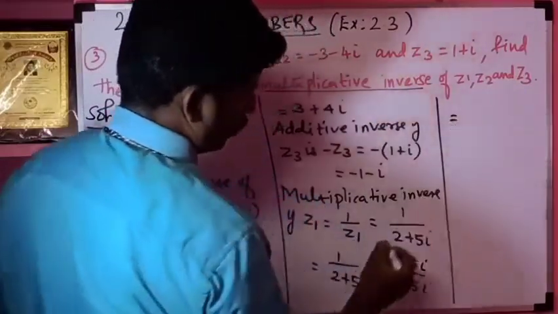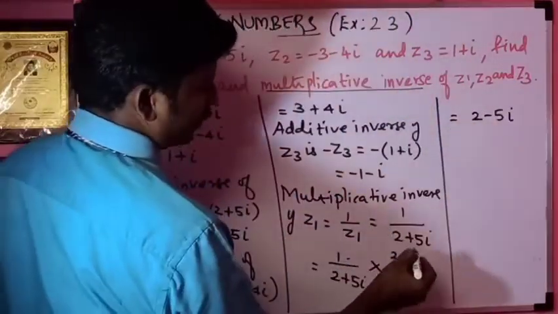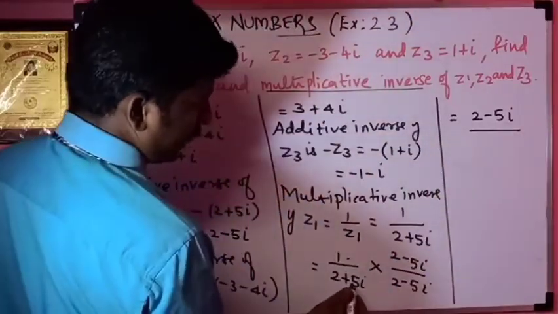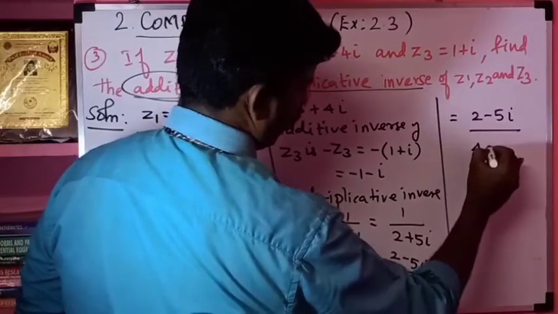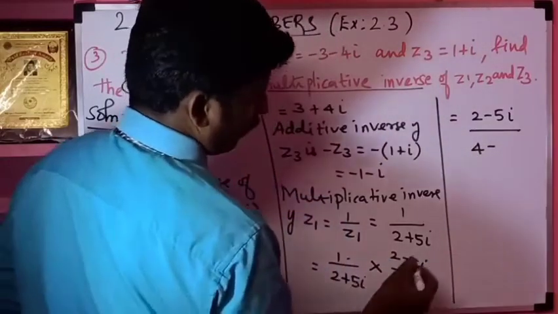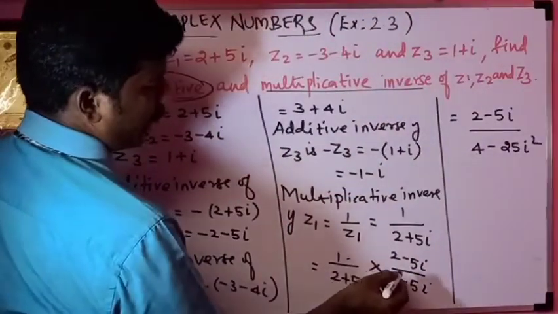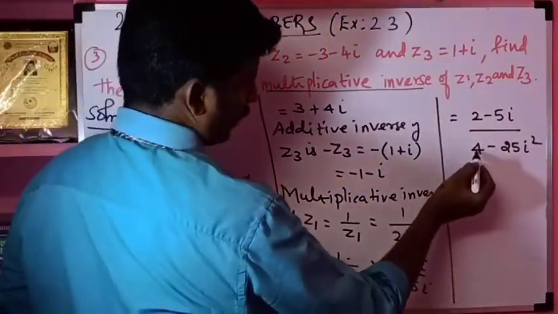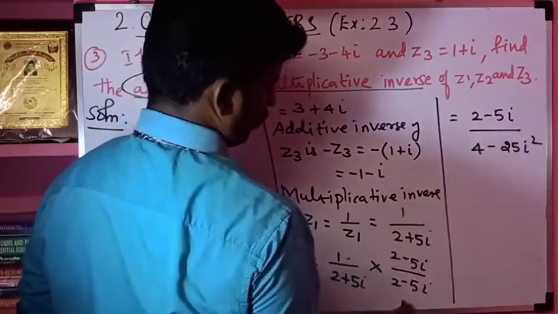So this is equal to 1 into 2 minus 5i, divided by, this is a plus b into a minus b. So a square, 4, minus, this is 25, the i square, right? a plus b into a minus b can be written as a square minus b square.